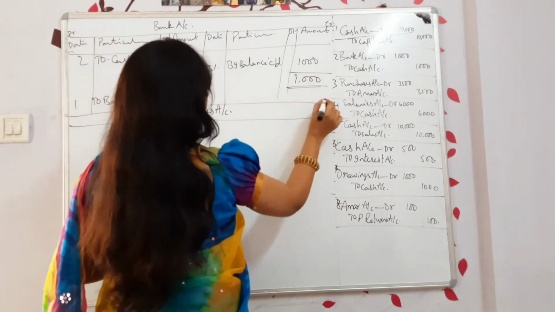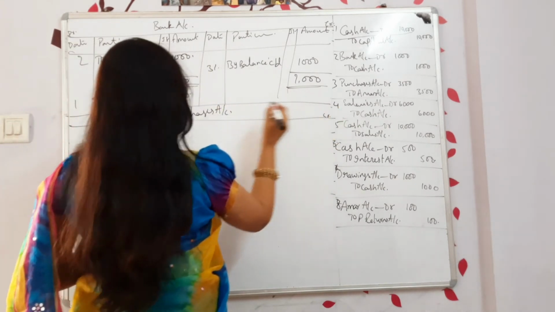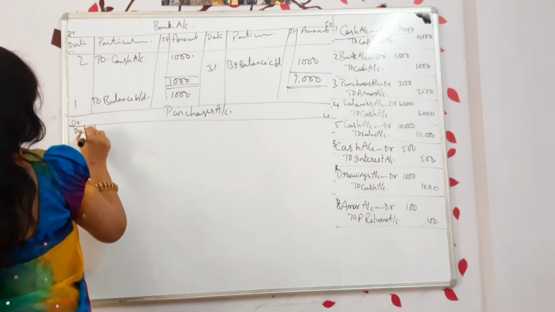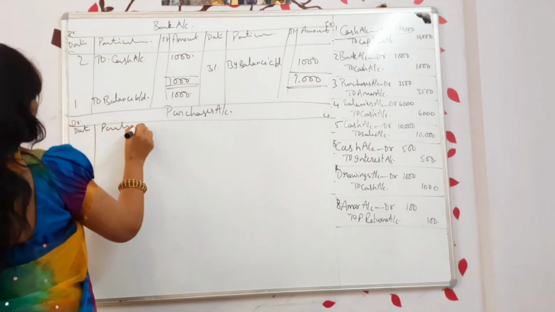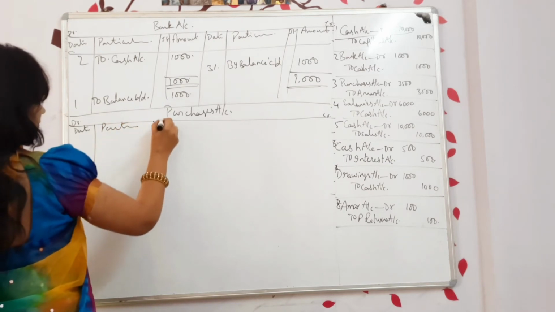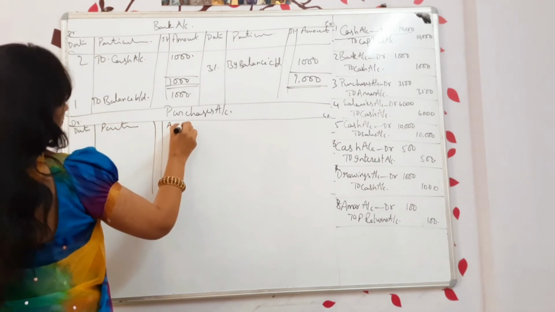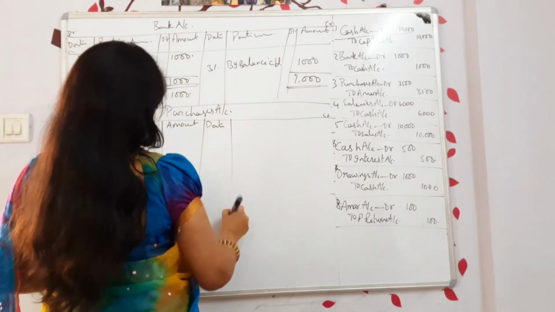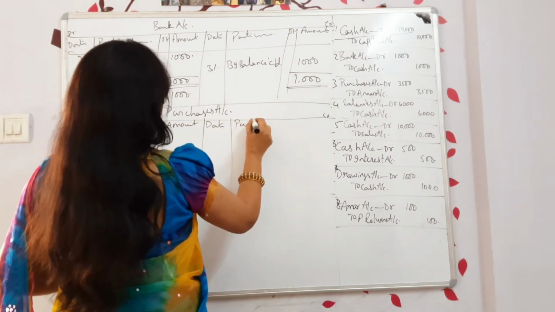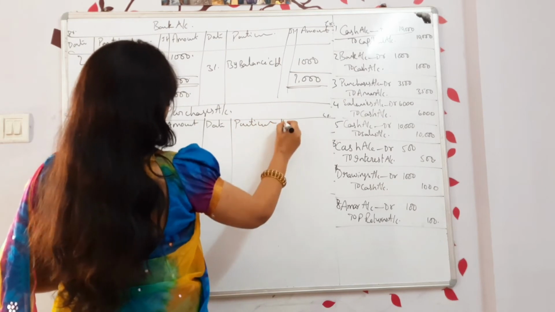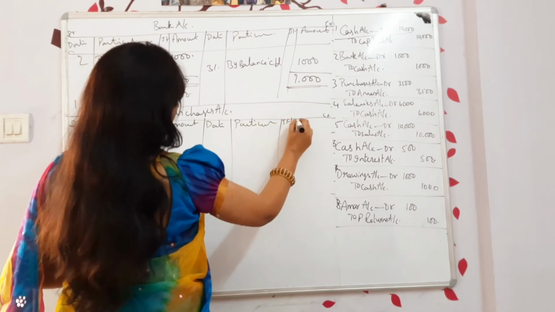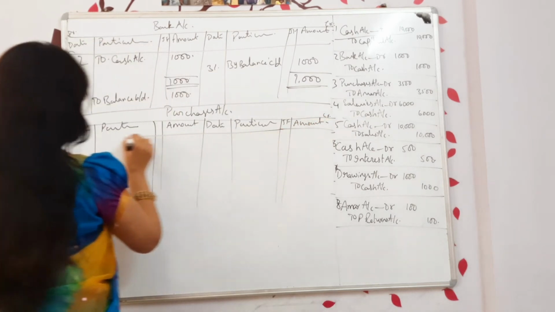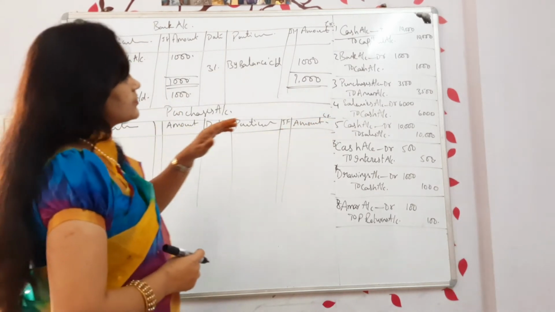Again the same format will go, credit and debit: date, particulars, journal folio, amount, date, particulars, journal folio and amount. Okay. Now, where is the word purchases?